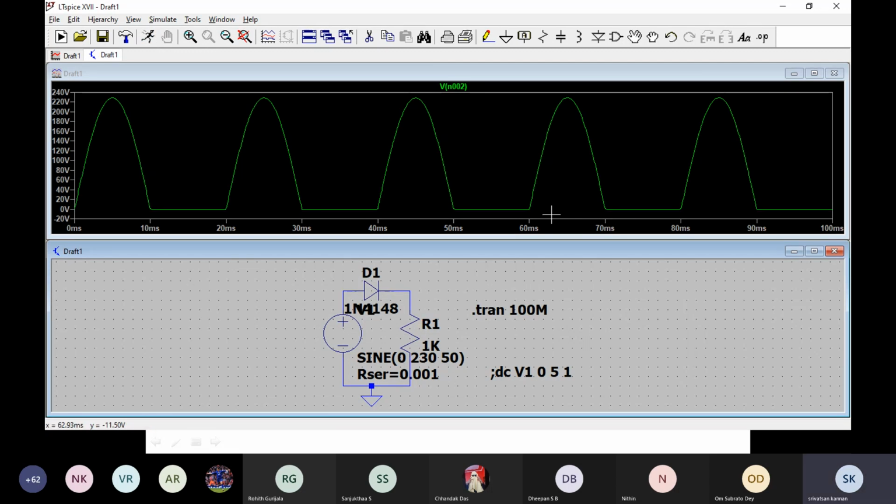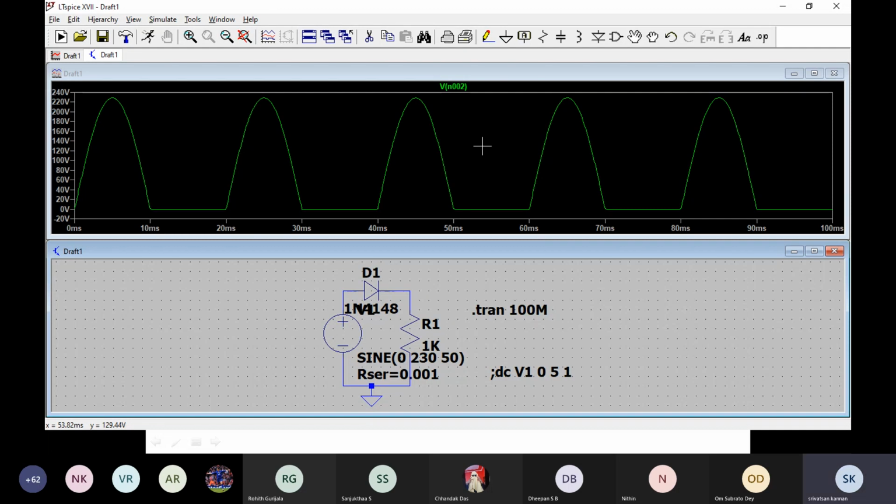Are you getting this graph for the half-wave rectifier? Yes, sir. So this is for the half-wave rectifier. We have only one diode. So the diode conducts during the positive cycle, and will act as an open circuit during the negative cycle. So this graph is not a pure DC one, right? How to get the pure DC signal at the output?